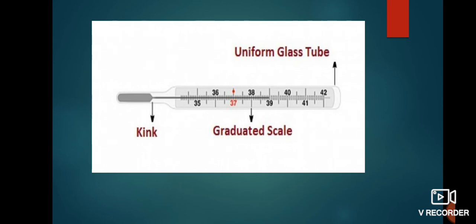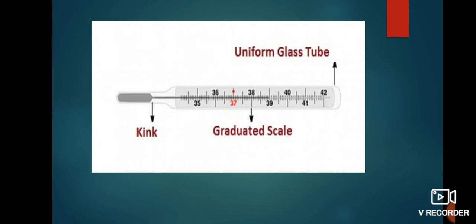It consists of a long glass tube with a bulb at one end containing mercury, and it also contains a kink near the bulb which prevents the mercury level from falling on its own. Then how to read this clinical thermometer?